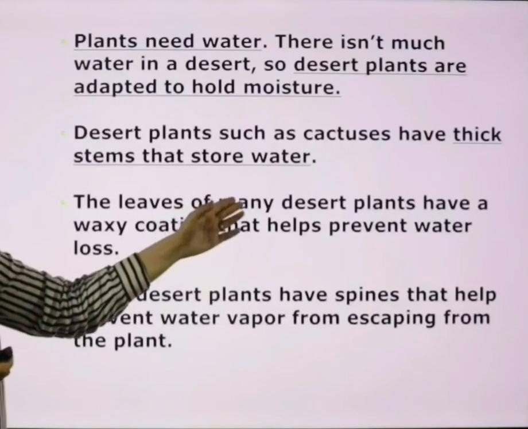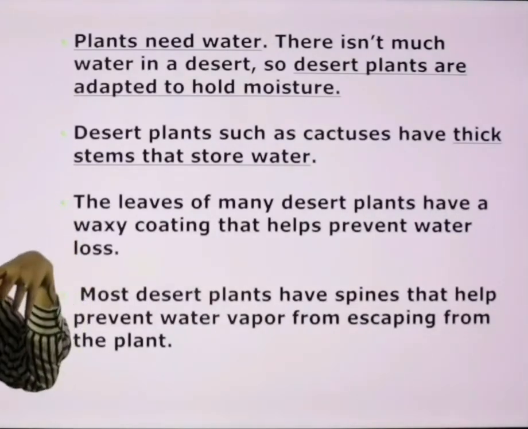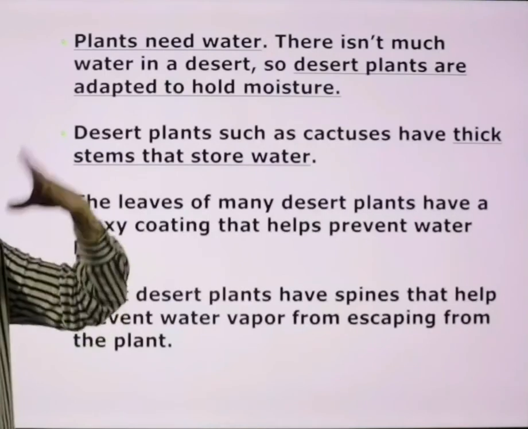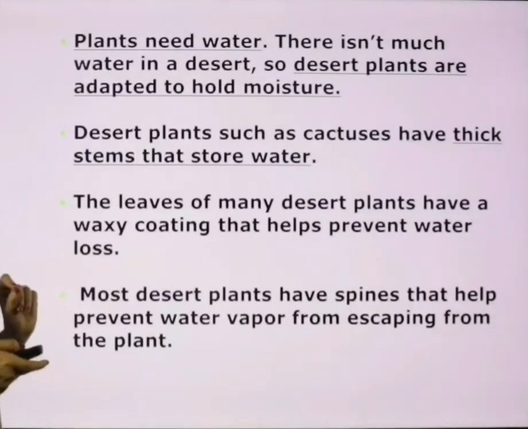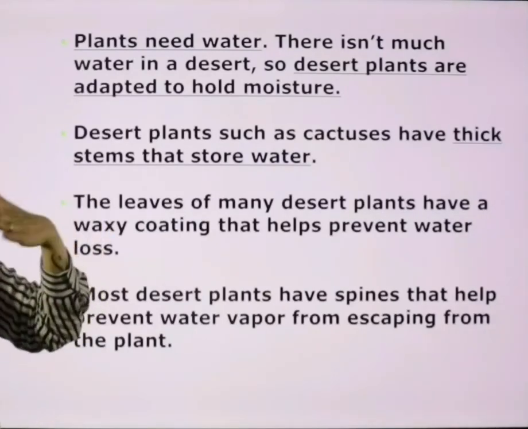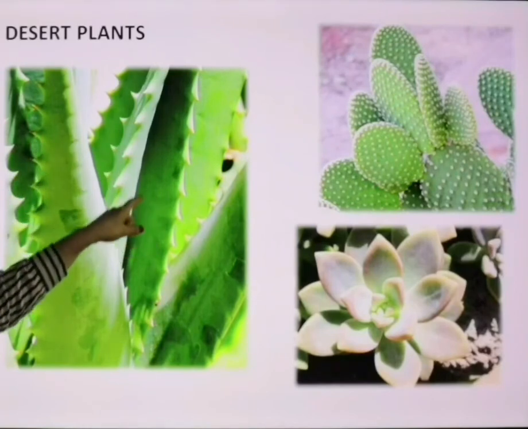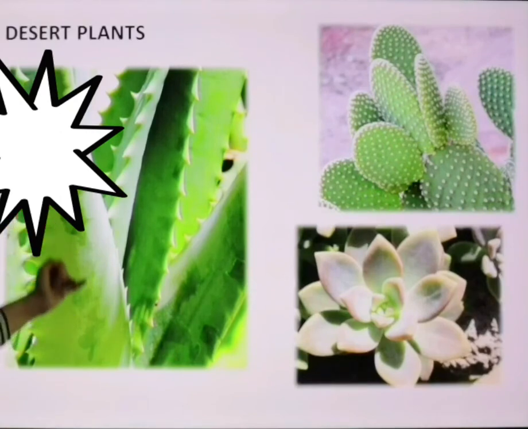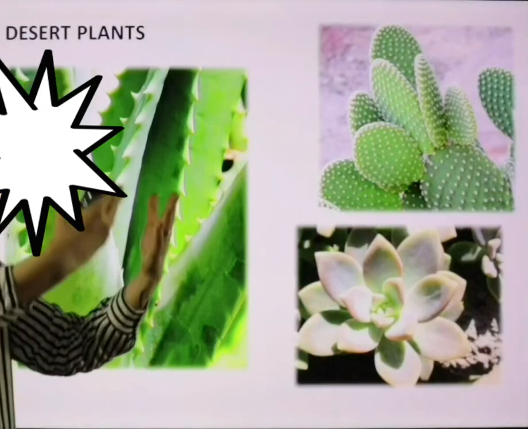So the leaves of many desert plants have a waxy coating that helps prevent water loss. So the water that is stored inside these desert plants won't evaporate or go out into the air. Most desert plants have spines that help prevent water vapor from escaping from the plant. So these spines are also on some desert plants. These spines prevent the water vapor from running away out of the plant. Desert plants. These are the spikes or spines of the desert plant, and you can see that their coating is waxy, just like here. This waxy coating prevents the water from escaping out of the plant.